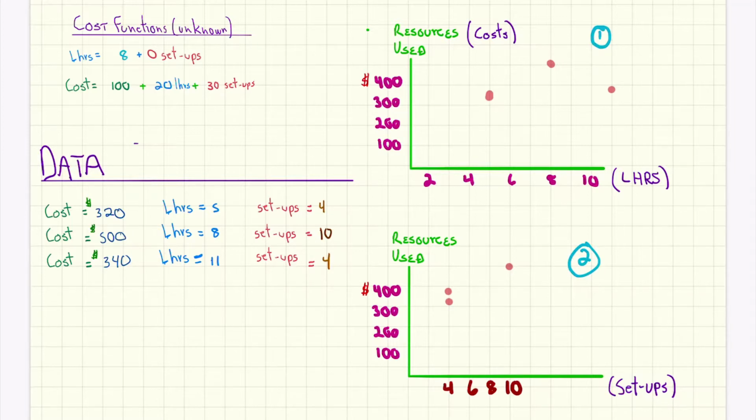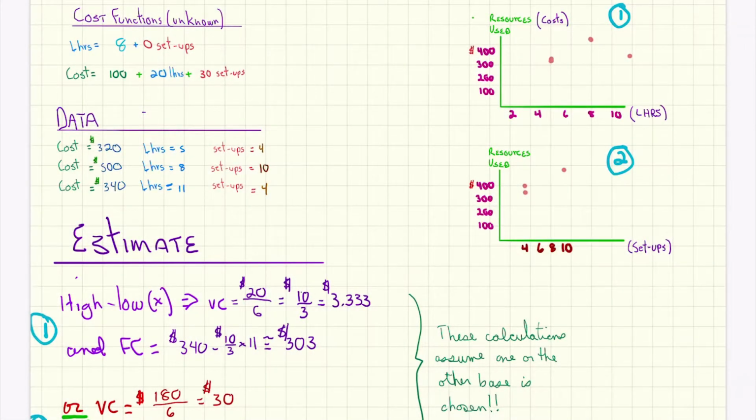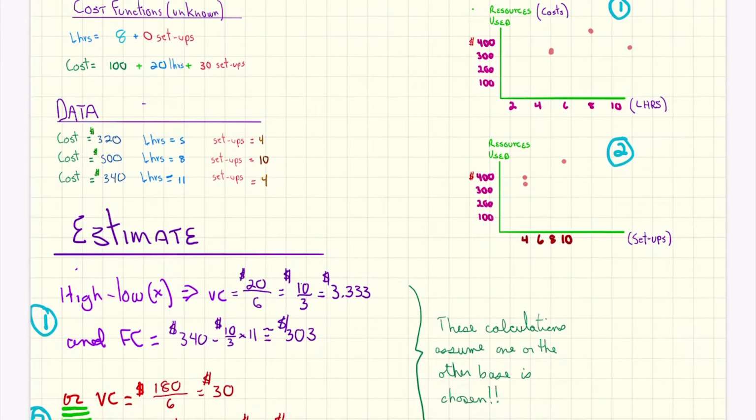So we're going to look at this data and see what it might tell us and how we might use it. Well, we might, for example, decide to apply some of the techniques we learned earlier and come up with HighLow estimates. If we decided to look at the relationship between costs and labor hours and use a HighLow method, we can run through the math and get approximately the following estimated relationships, which is that each labor hour adds $3.33 of cost, and an estimate of the fixed cost is $303.